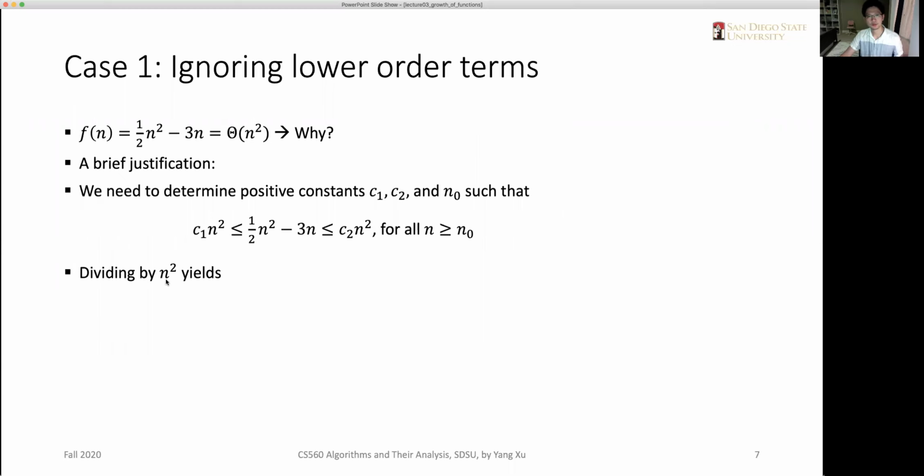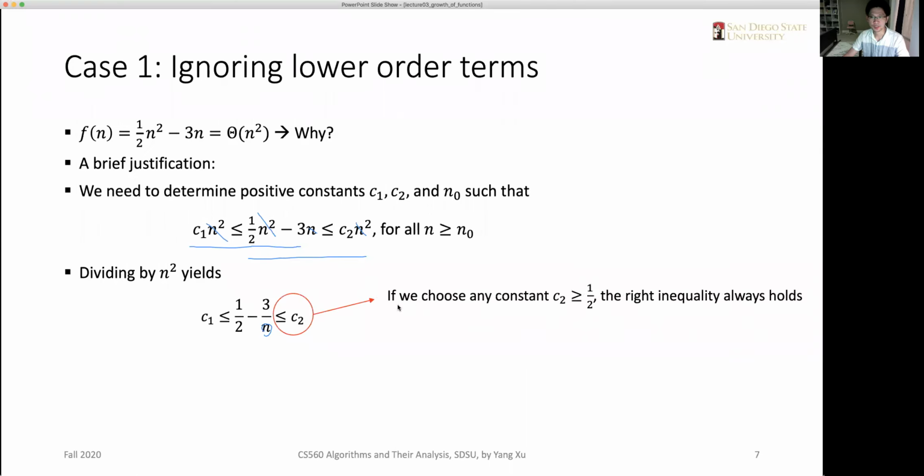Okay, so we just use these 2 inequalities, right? We have 2 inequalities here, right? This one and this one. And we divide by n squared on both sides. It will yield such new inequalities, right? The n squared is gone and the n becomes a denominator because we divided by n squared on both sides. So here's the new inequality.